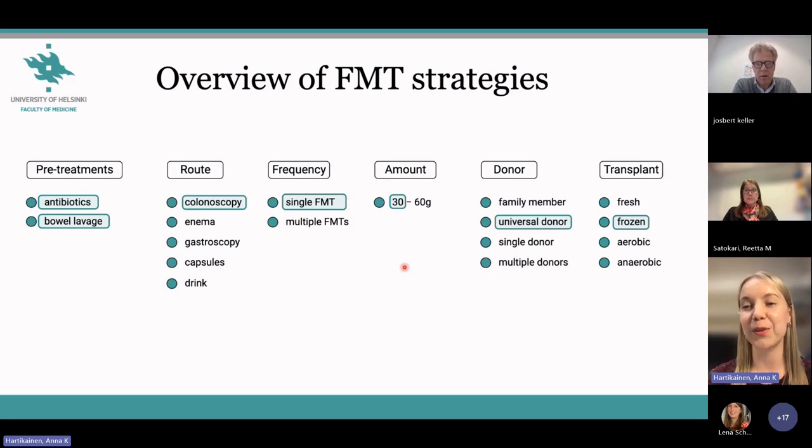And Jasper also mentioned that the transplant itself can be given fresh or frozen, and it can be handled in anaerobic or aerobic conditions. Definitely all of these strategies and choices that we make might have an effect on bacterial colonization or on the clinical outcome. And of course, it's hard to compare studies if the strategies are very different, but with the very different indications for which we use FMT, we might also need different strategies.